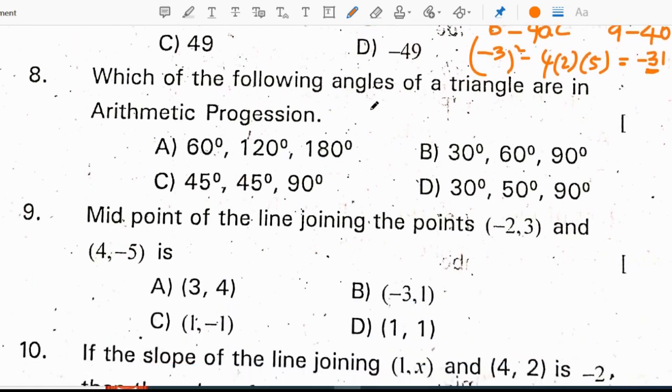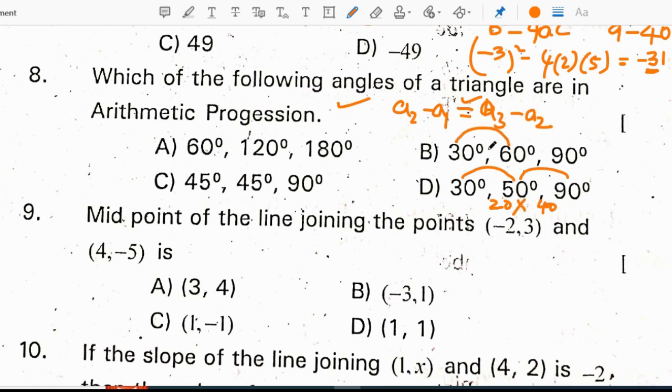Which of the following angles of a triangle are in arithmetic progression? So in arithmetic progression, second term minus first term will be same as third term minus second term. So a2 minus a1, a3 minus a2 should be equal. So let's see which option is correct or not. So 50 minus 30 is 20, 90 minus 50 is 40. So a2 minus a1 and a3 minus a2 are not equal.